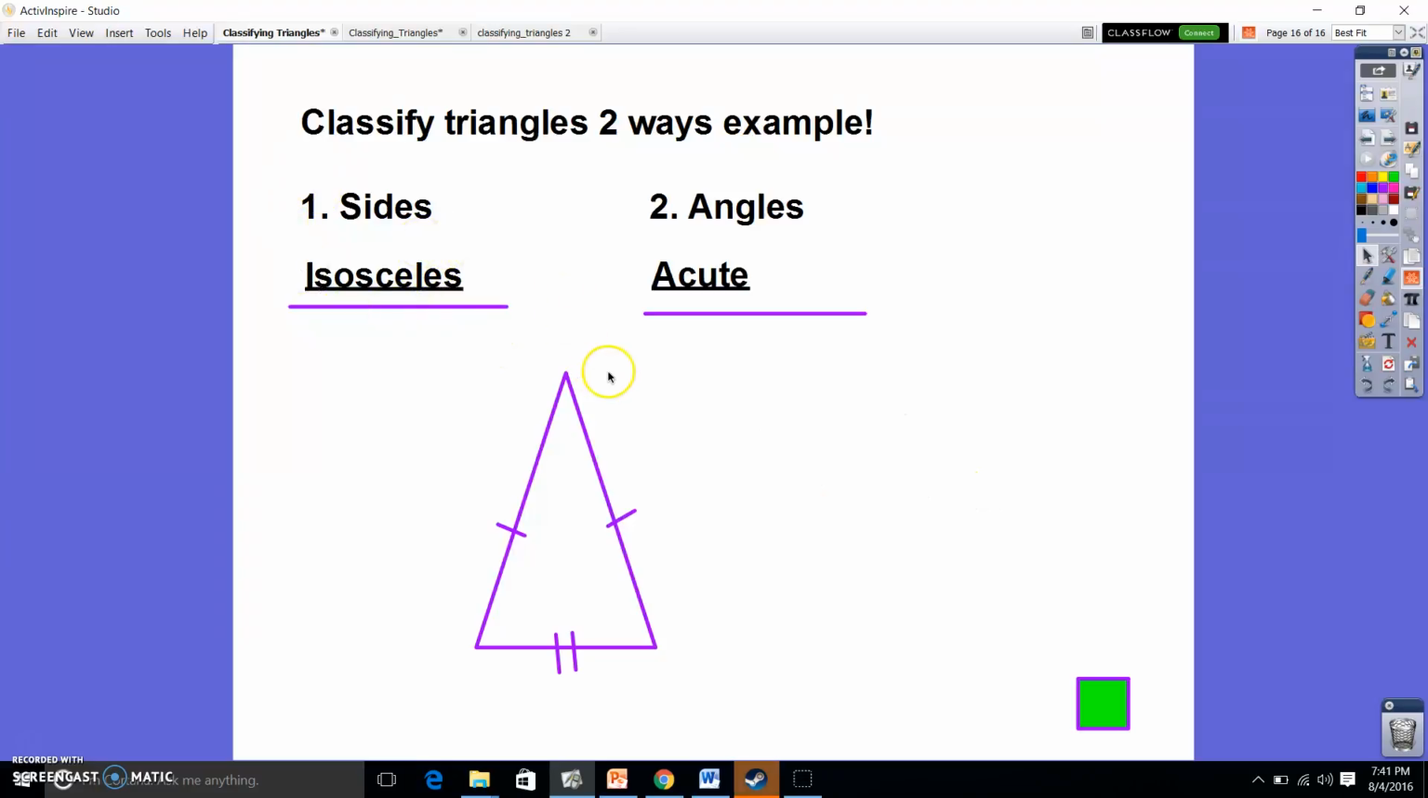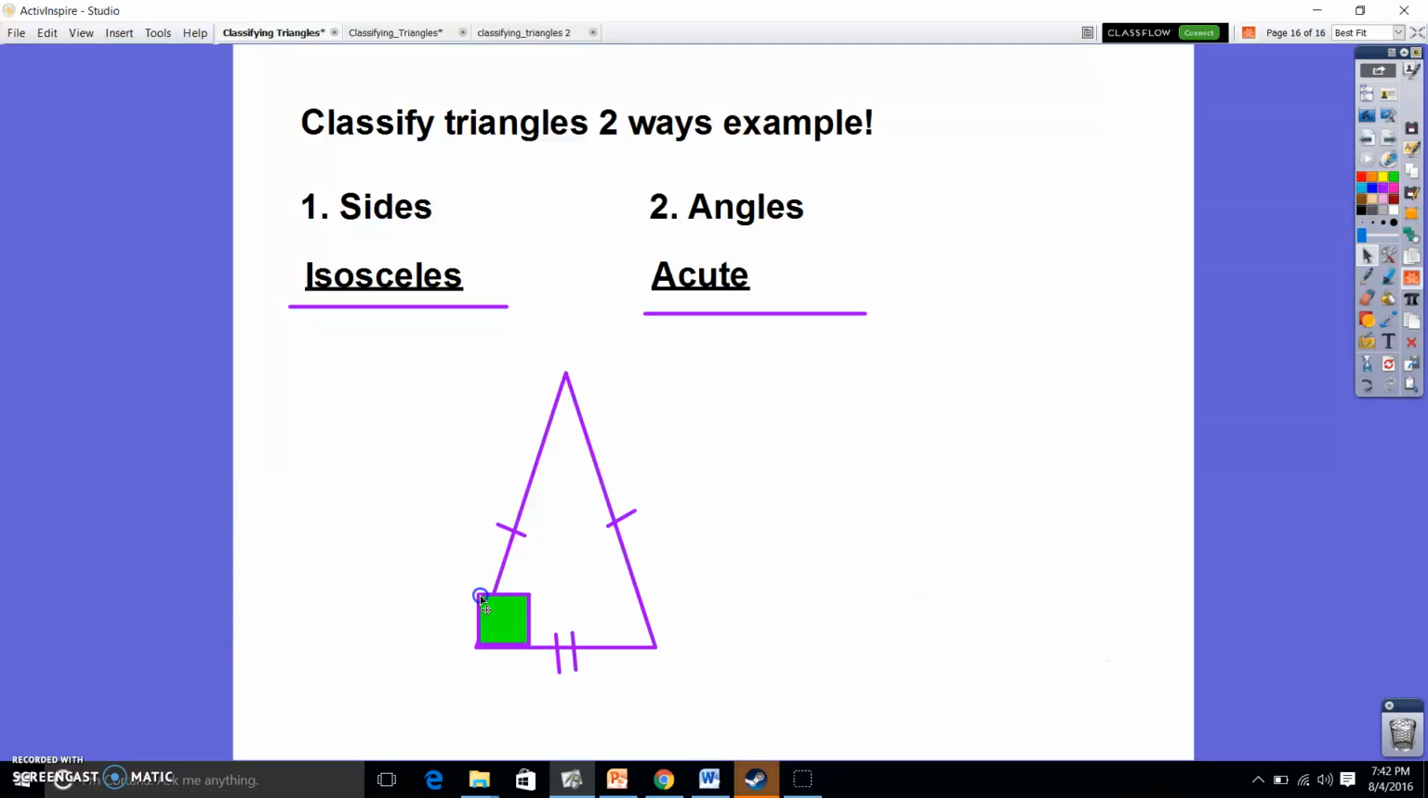If you answered isosceles when you classified your triangle based on its sides, you are absolutely correct. This is an isosceles triangle because it has two sides that are exactly the same. I know this because I have one hash mark here and one hash mark here, which means two sides are the same. Isosceles.